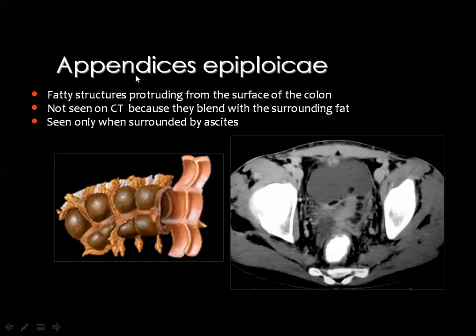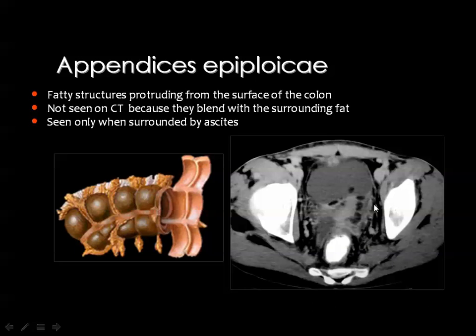What are these appendices epiploicae? They are small fatty projections along the wall of the colon. These projections are freely mobile, and they have their own small blood supply, and they cannot be seen normally unless the patient has fluid in the peritoneal cavity.